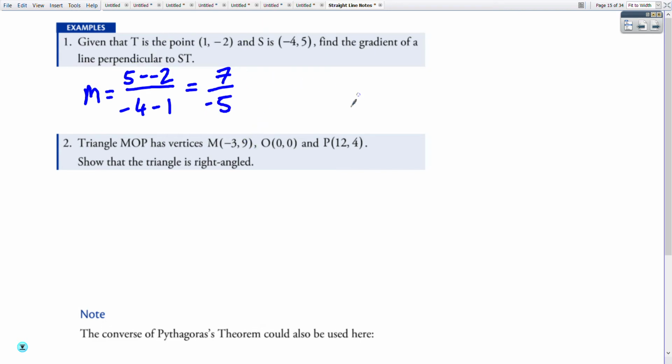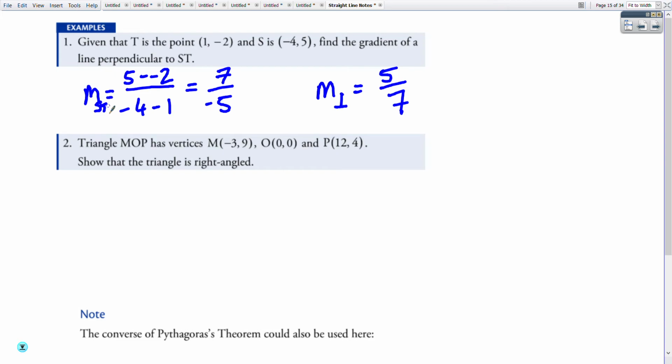Now, a perpendicular gradient to that would be 5/7. We just flip the fraction, and it would no longer be negative, it would be positive. So the answer, the perpendicular gradient to st, I would write st here, perpendicular gradient to st is 5/7.